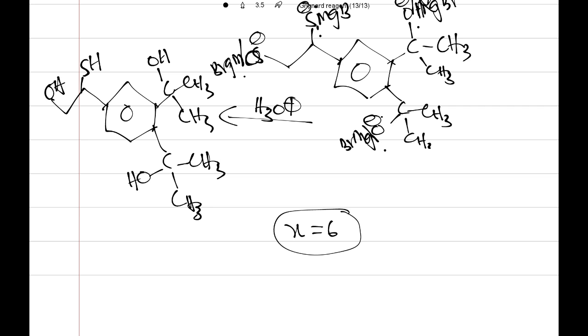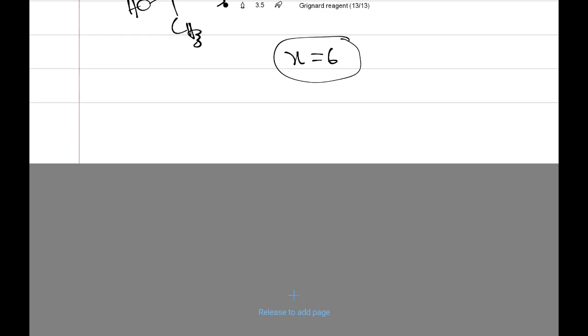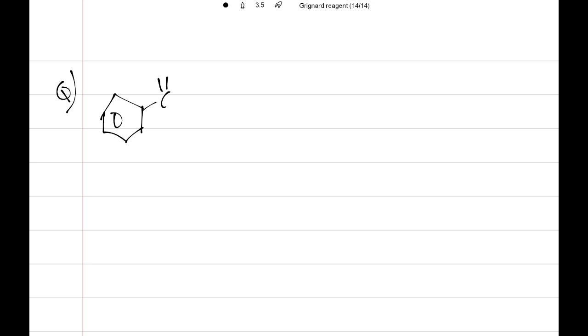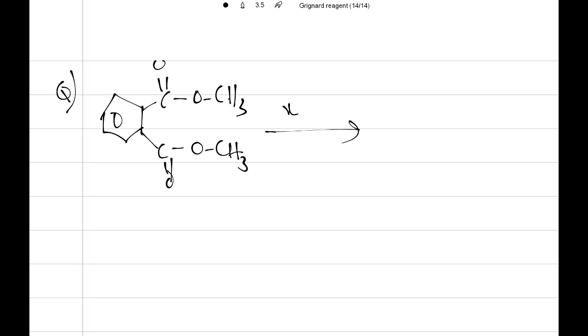Okay, right, next one. Look at this one, the next question I am taking. Here it has benzene with C double bond O OCH3, and downside also C double bond O OCH3. So the ortho position also has the same group, and it is the same type of question: X moles of CH3MgBr is used here, followed by hydrolysis.